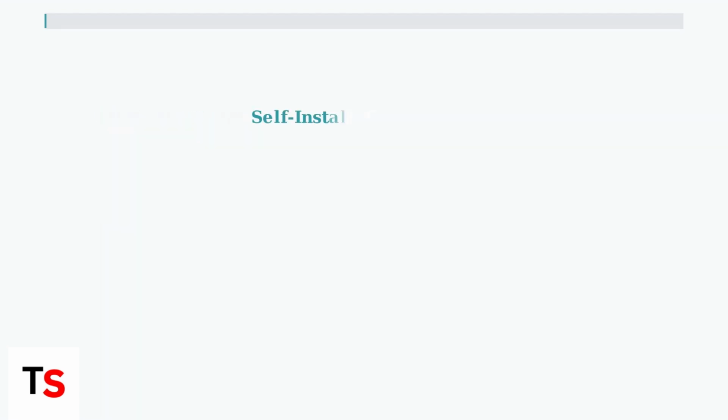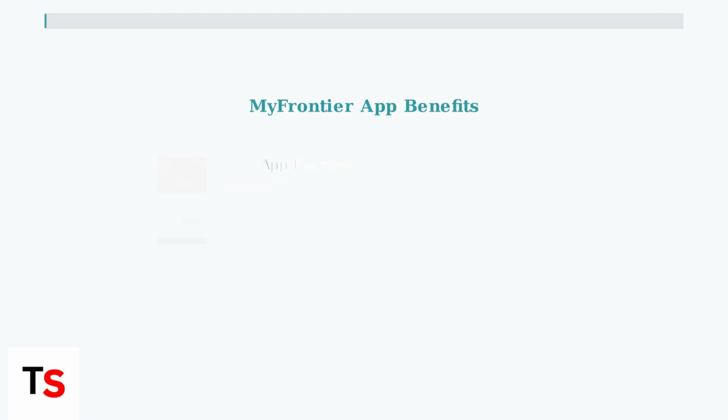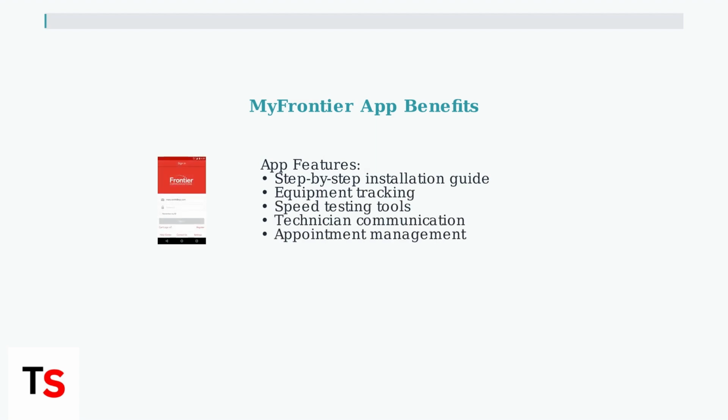After confirming your subscription, Frontier will mail you a comprehensive self-install kit containing all the necessary equipment and cables you need to get connected. Download the My Frontier app to manage your installation process. The app provides step-by-step instructions, equipment tracking, speed testing, and allows you to communicate with technicians if needed.